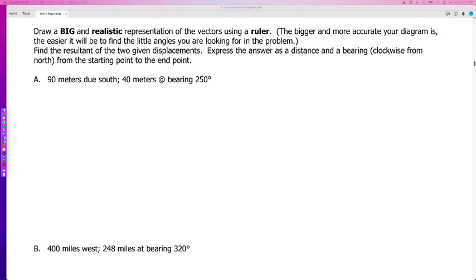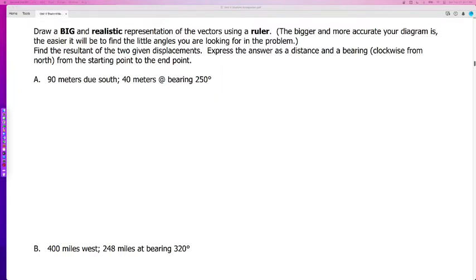All right, so on page 4, this is our first example here. We're going to draw a diagram that represents movement 90 meters due south and then 40 meters at a bearing of 250. So we're in vectors here. We talked about the parallelogram method the last lecture, which was when we were given two vectors and the angle between them. And this time, we're not given that information. So we're using the tail to head method today.